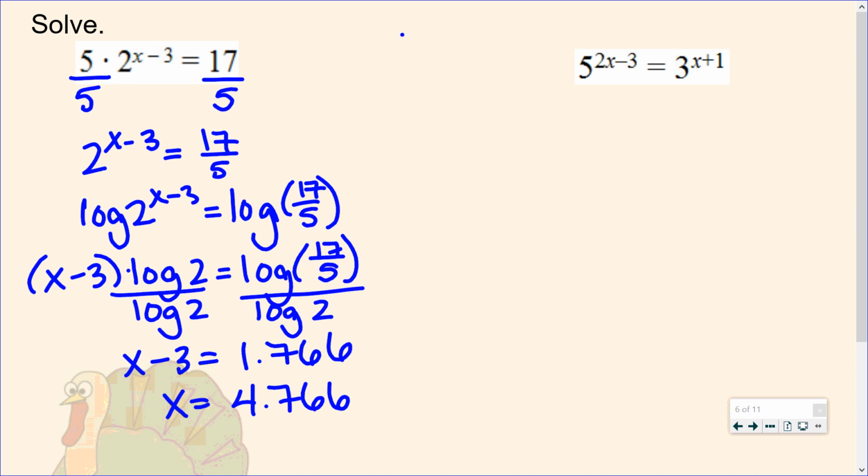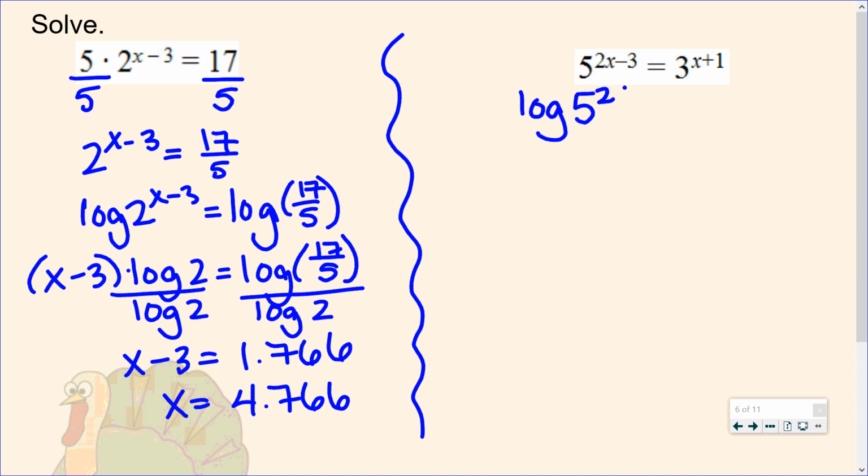All right, so let's try the next one. We have 5 to the 2x minus 3 equals 3 to the x plus 1. Okay, so first step is isolate the base to the power. Well, we have two bases here, but both of them are actually isolated already. In each of those sides, we don't have anything multiplied, divided, added, subtracted by the base, so we're good. Second step is we're going to take the log of both sides. The log of this equals log of this.